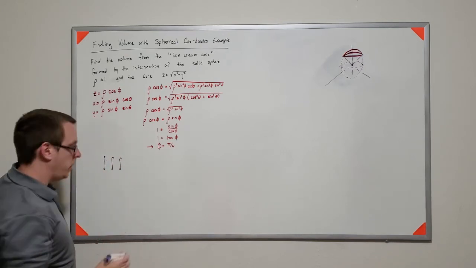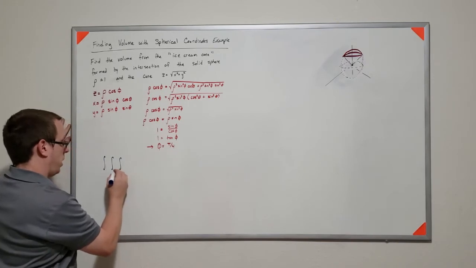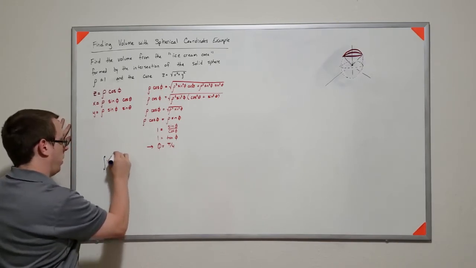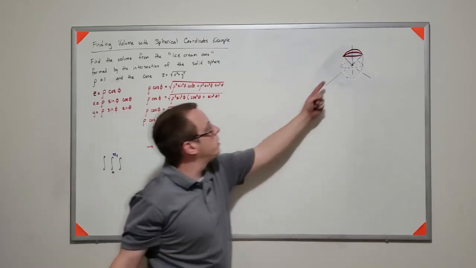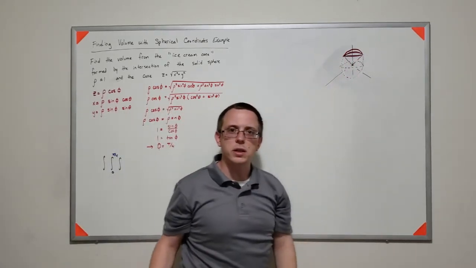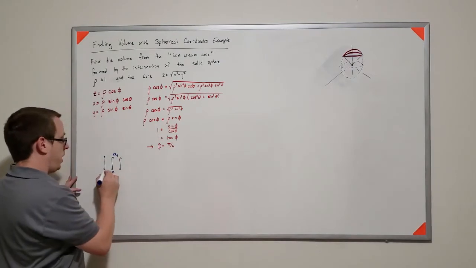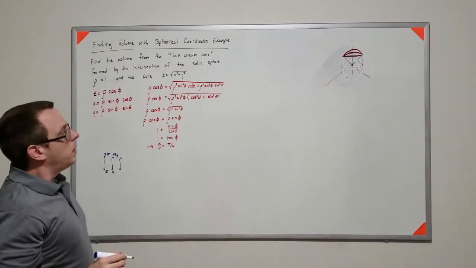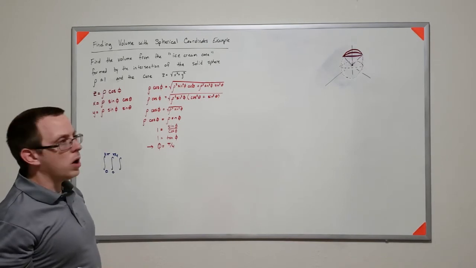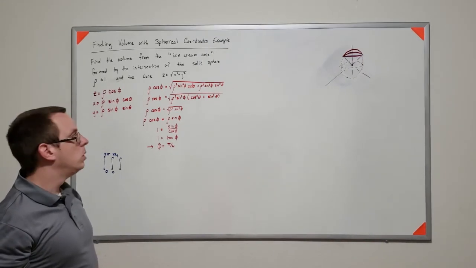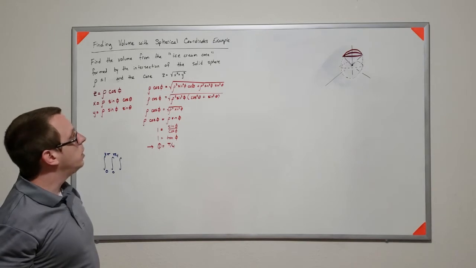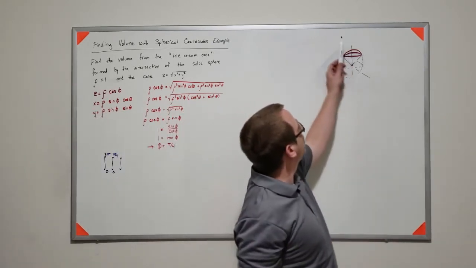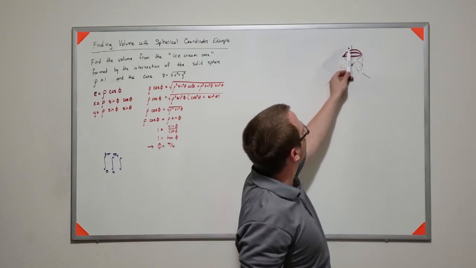So that tells me that it falls no further than pi over 4. Now what I notice here is that it also rotates around completely, so that tells me theta goes from 0 to 2 pi. Now what about rho? It's on the sphere, so rho is less than or equal to 1.